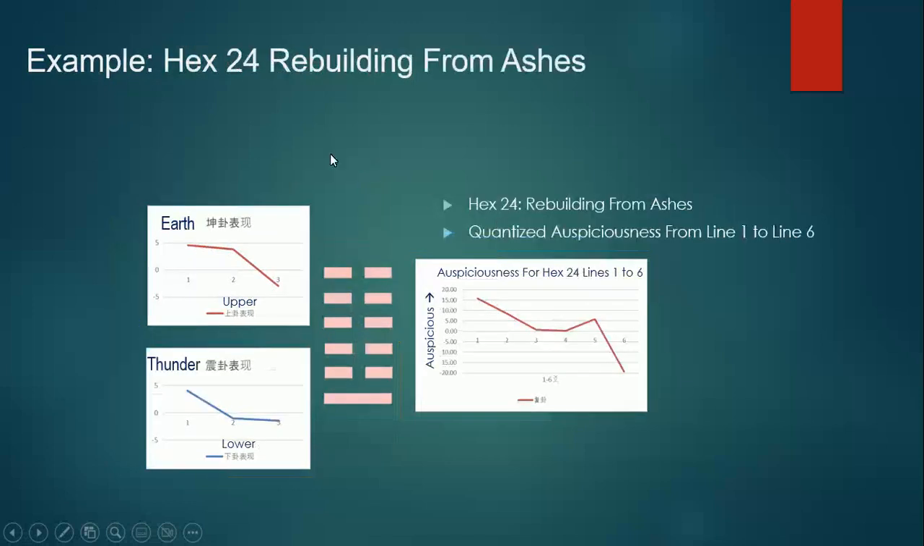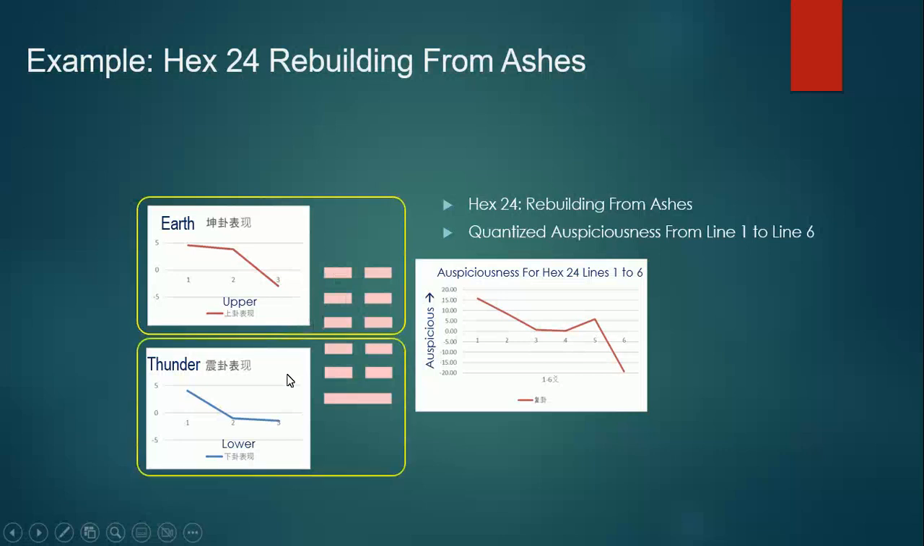The next example is hexagram 24, rebuilding from the ashes. Again, the upper hex is the earth trigram, and the lower hex is the thunder trigram. We combine these 2 plots together. The lower is a descending slope, and the upper starts out auspicious but then is still descending significantly, and that is somewhat similar to what we observe in the overall behavior when we quantize each line.